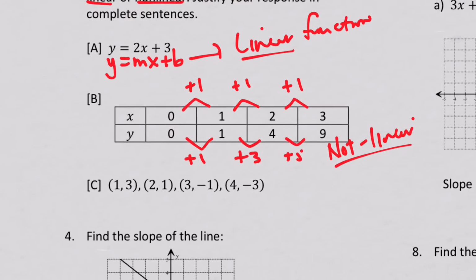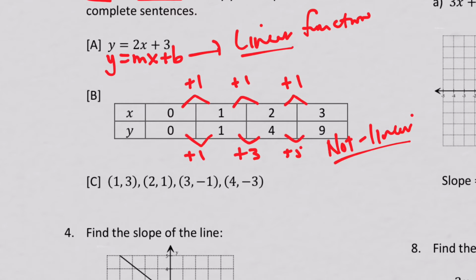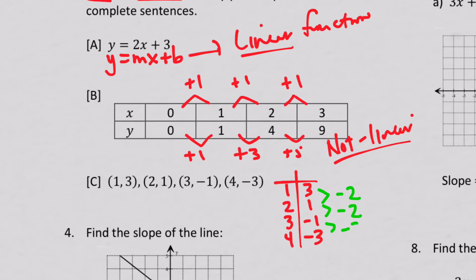Now for the last example, if I look at these 4 points, I prefer to see points in a table, so I'm going to just do this really quick. I'm going to put these 4 points in a table. 1, 3, 2, 1, 3, negative 1, and 4, negative 3. And I'm going to see how these change. In this case, from 3 to 1, it's going down by 2. From 1 to negative 1, it goes down by 2. And again, down by 2. So this is a constant pattern so far.